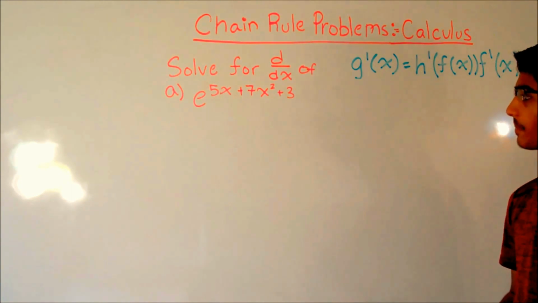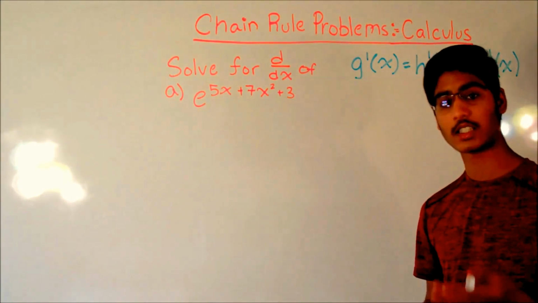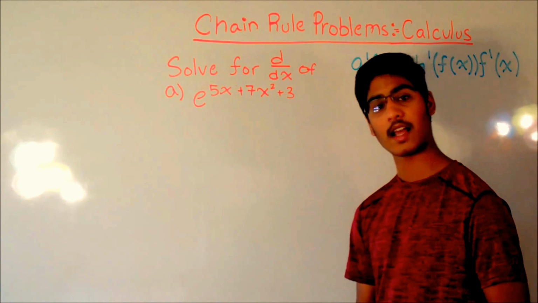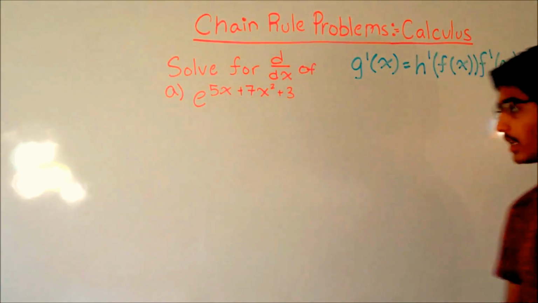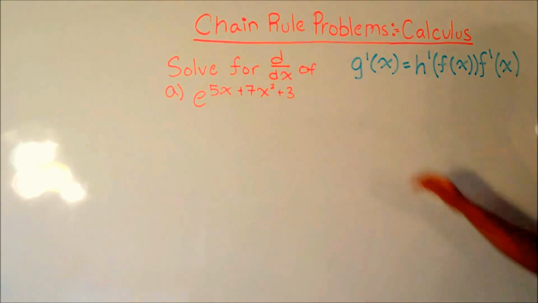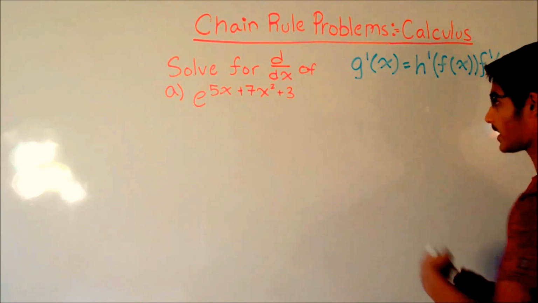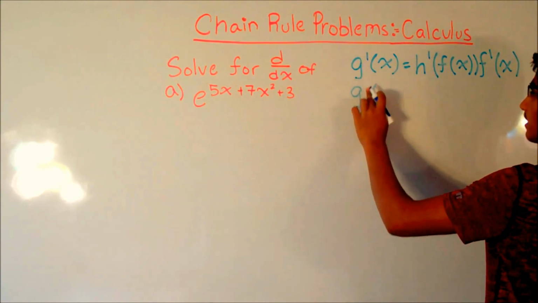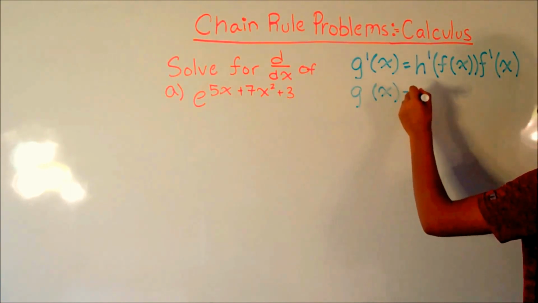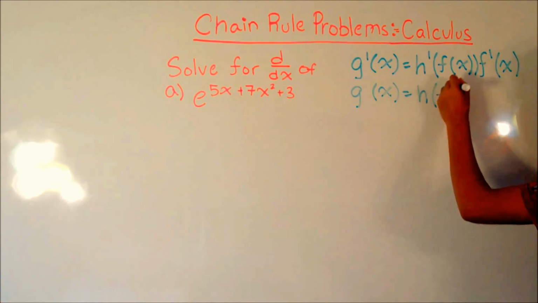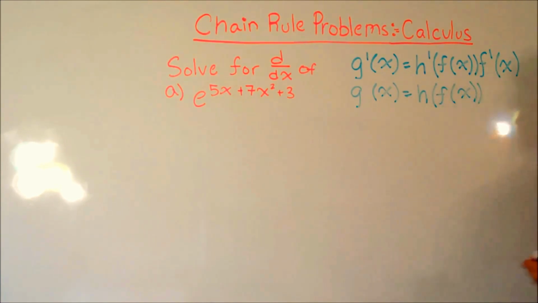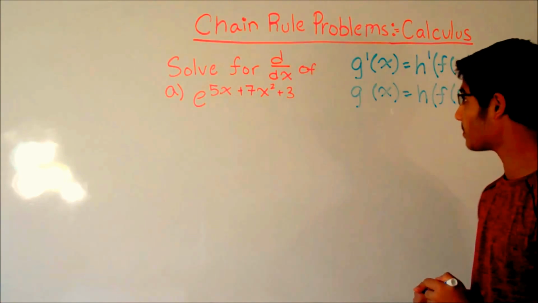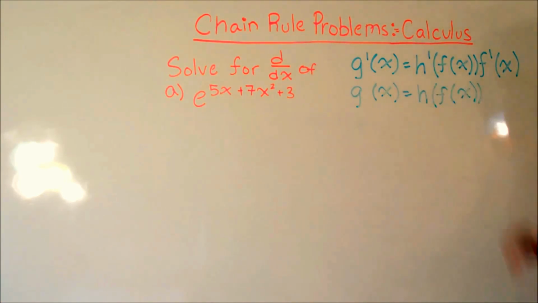So how do we find the derivative when it's not just e to the x? Well, the answer to that is using the chain rule. The chain rule says, if g of x is equal to h of f of x, and this only applies when g of x is equal to h of f of x, then g prime of x would be equal to h prime of f of x times f prime of x. So let's go over what this means.